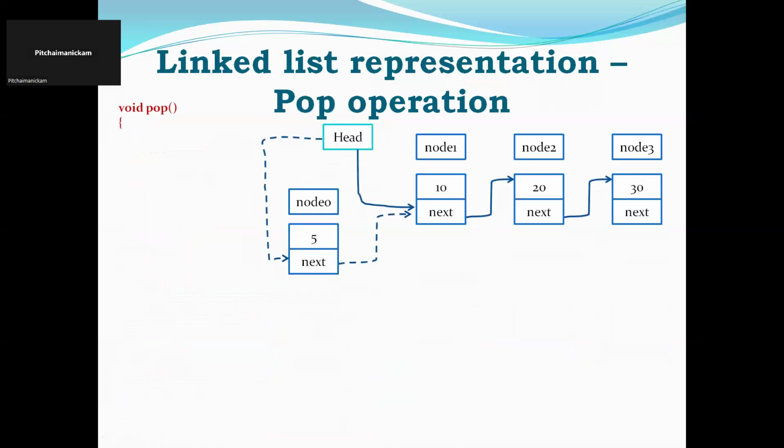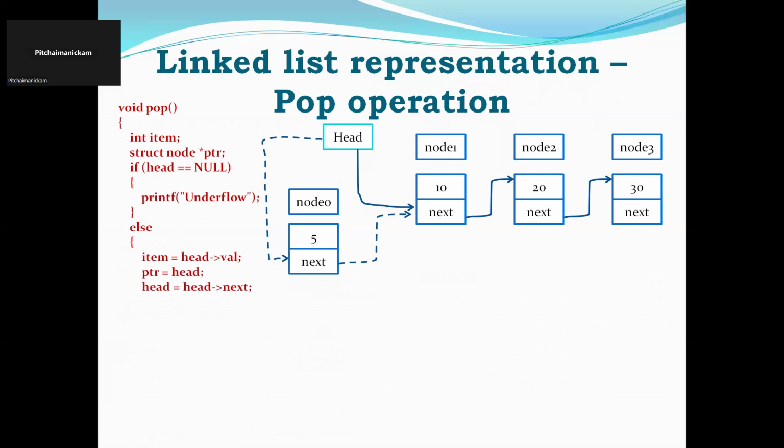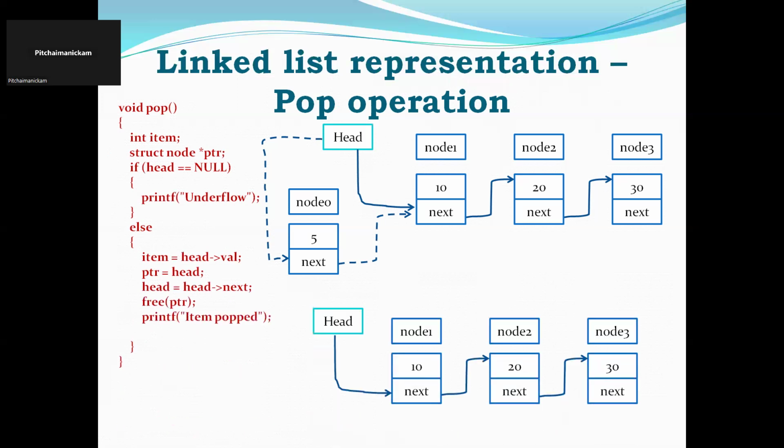Another thing is the pop operation. What about the pop operation? We need to delete an element from the stack with the help of the linked list representation. So int item, struct node star pointer. Here we check whether the head value is equal to null. If so, we report underflow. Otherwise, item is equal to head data value, pointer is equal to head, and head is equal to head next. Then we free the pointer, and the item is popped.